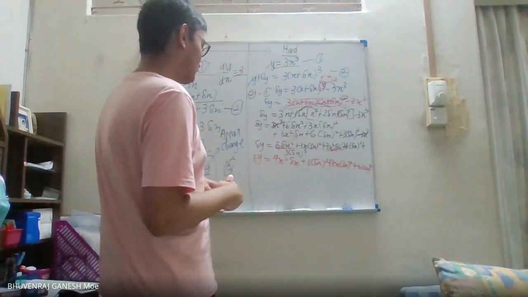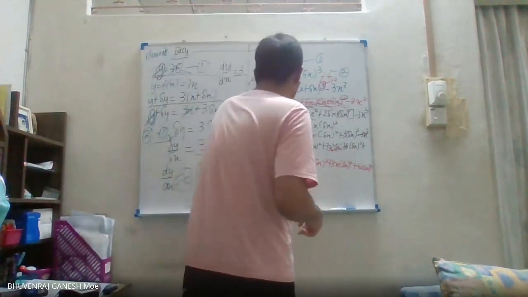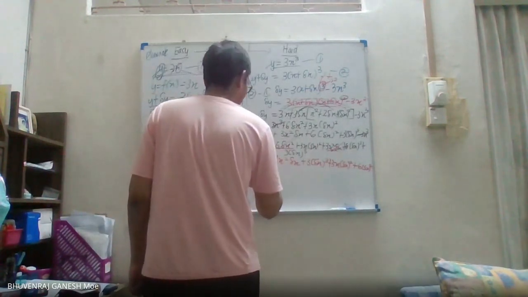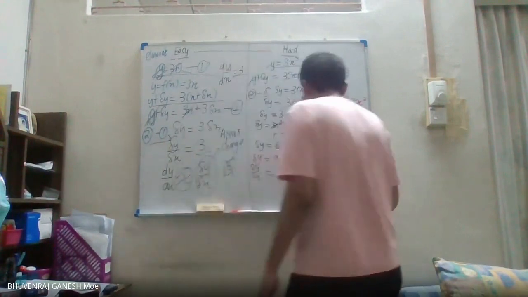Okay. So from here now we can divide delta y over delta x, to eliminate this delta x. So the whole equation, we divide the whole thing.